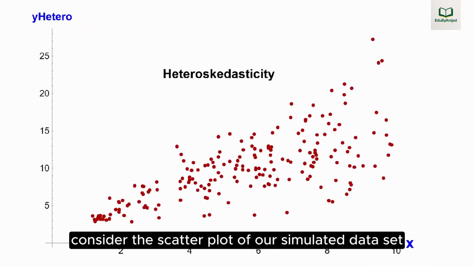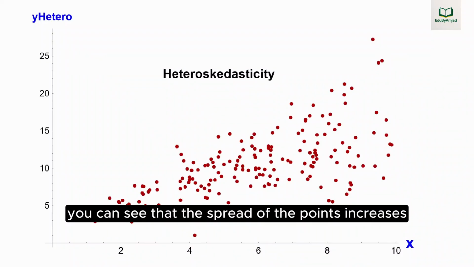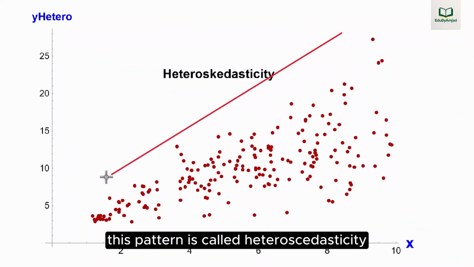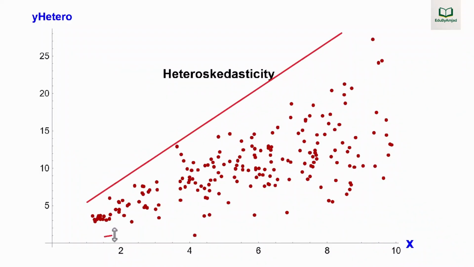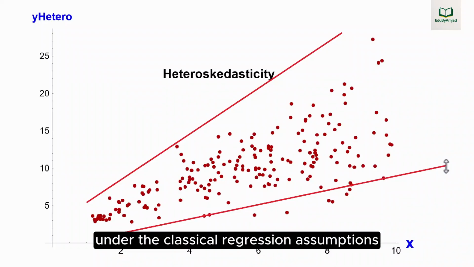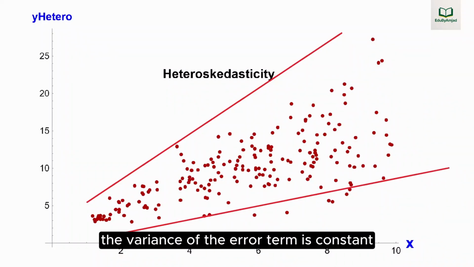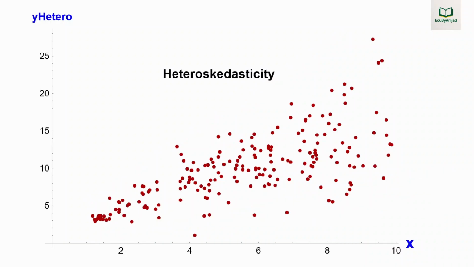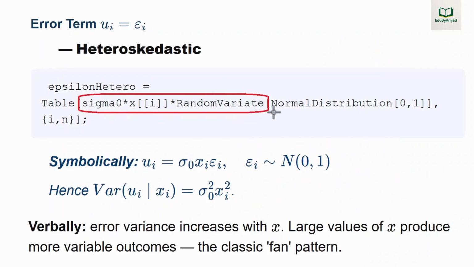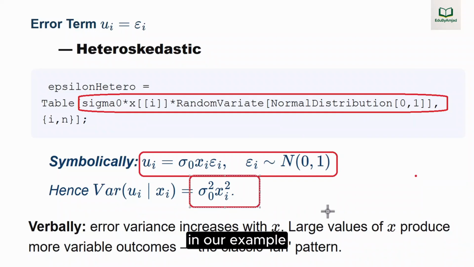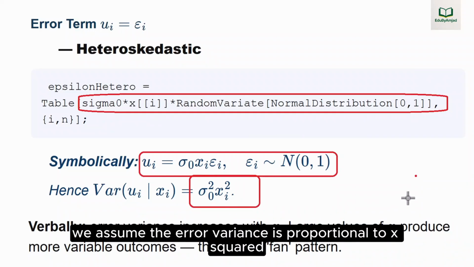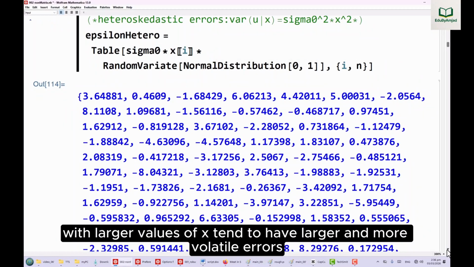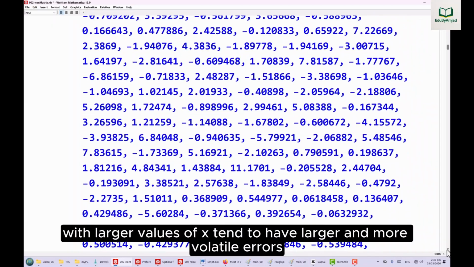Consider the scatter plot of our simulated data set. You can see that the spread of the points increases as x becomes larger. This pattern is called heteroskedasticity. Under the classical regression assumptions, the variance of the error term is constant. But here, the variance clearly grows with x. In our example, we assume the error variance is proportional to x squared. This means observations with larger values of x tend to have larger and more volatile errors.